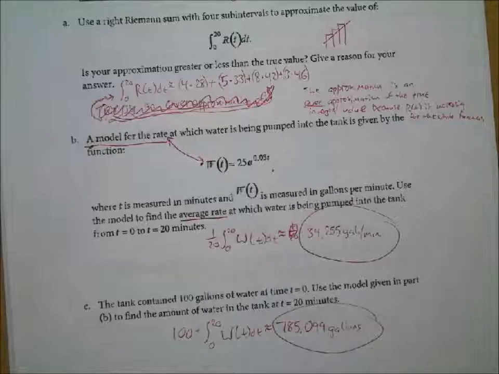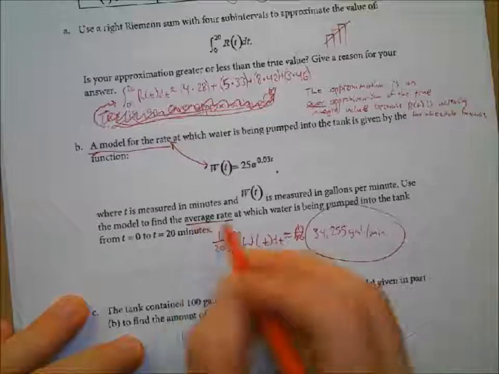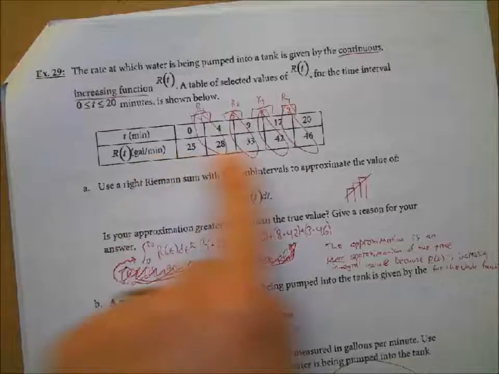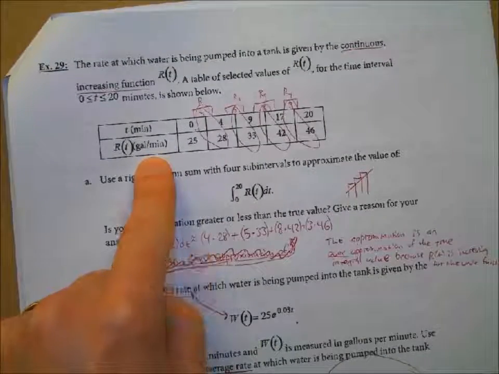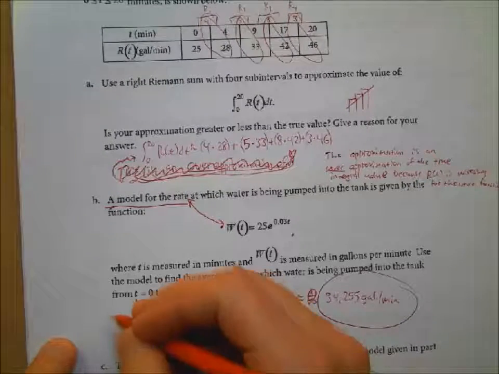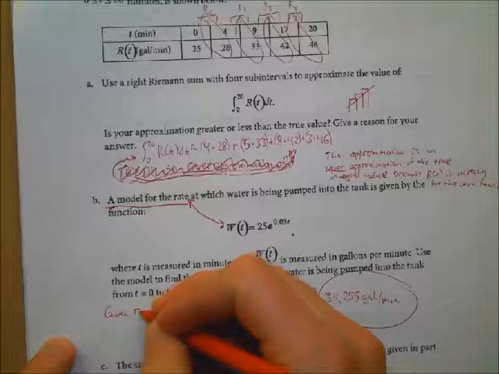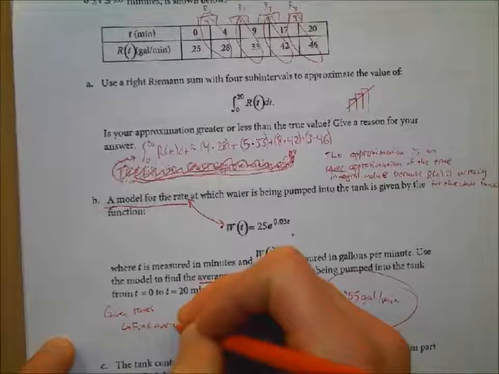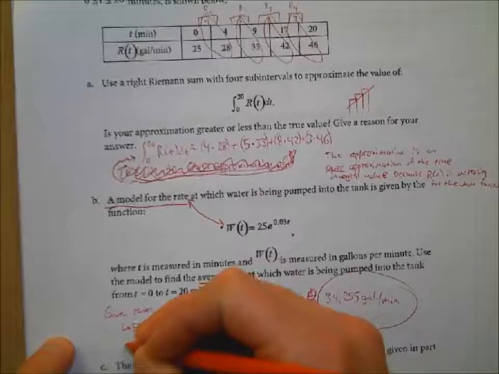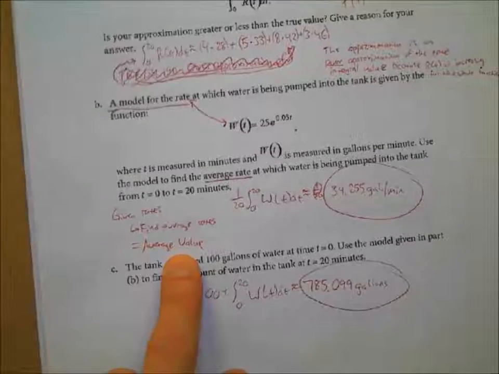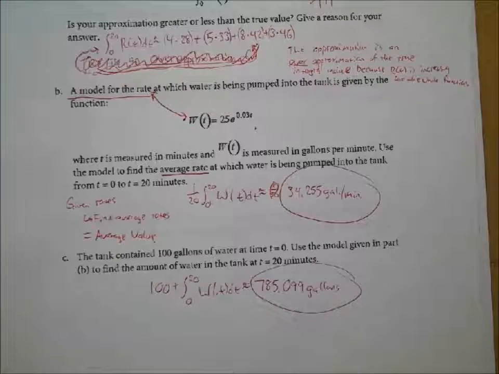But Mr. Wid, the question asks for the average rate. Why did you use average value here? Because we were given rates. And if we want to find the average of those rates, we're going to use average value. We're given rates first, so given rates, find average rates, average value. Okay, if you're given rates and you want to find the average rate, that is the average value formula you want to use there. Okay, Gabe?